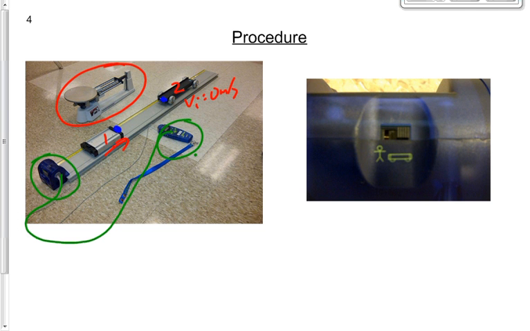Then you're going to do it again, but you're going to do it again manipulating the momentum of the first cart. So you're going to send it down with a slightly different speed, so it has a different momentum. Okay, get trial number 2.